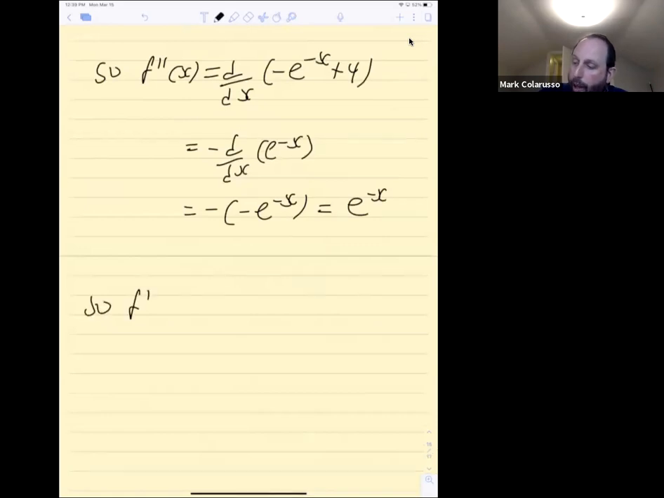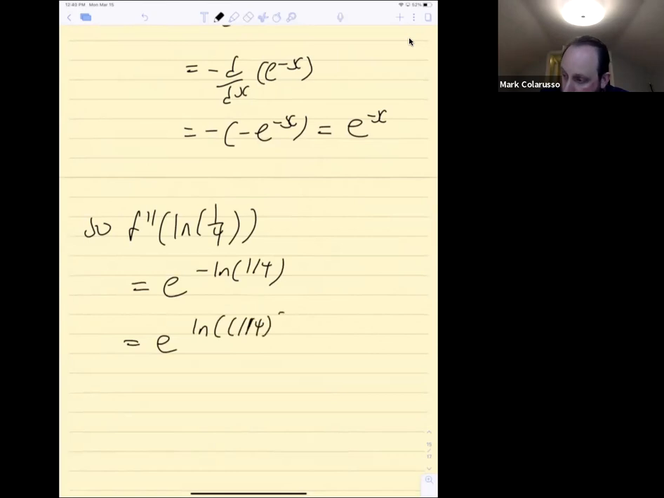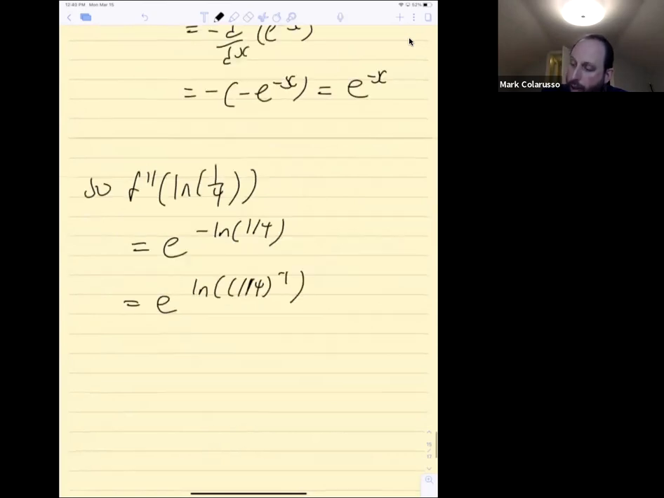So f double prime at ln 1/4, actually it doesn't matter, we could plug in the other thing, is e to the minus ln 1/4. Again, using this other property of the log, this is e to the ln of 1/4 to the minus 1 power. So it's e to the ln of 4, which by double star is 4. So that's positive.